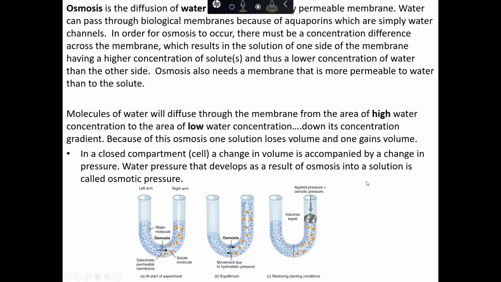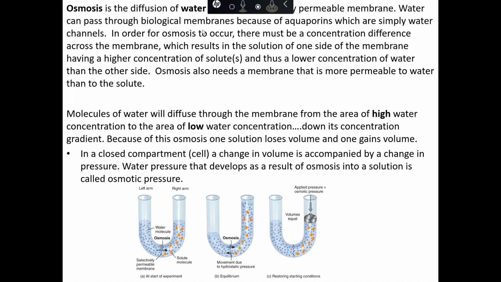Okay, so we're ready to talk about osmosis, which is the diffusion of water. Diffusion of water through a selectively permeable membrane, which is what it states. In other words, it's diffusion of water through our plasma membrane. Water can pass through biological membranes, our plasma membrane, because of what we call aquaporins. Aquaporins are just a fancy way to describe our water channels.